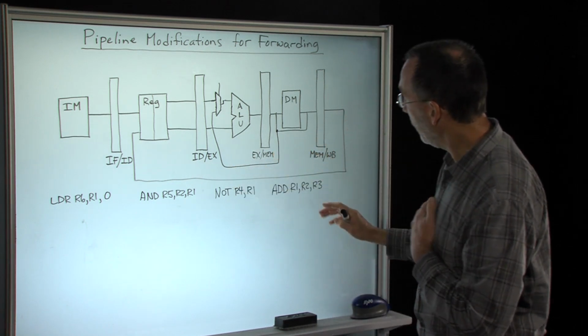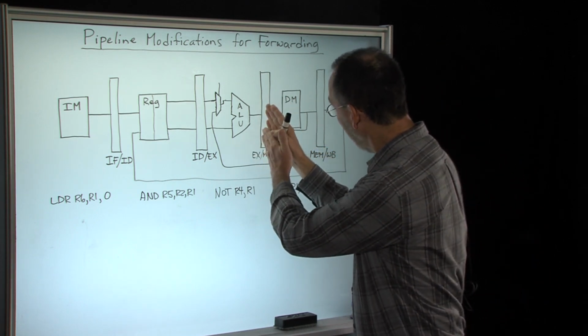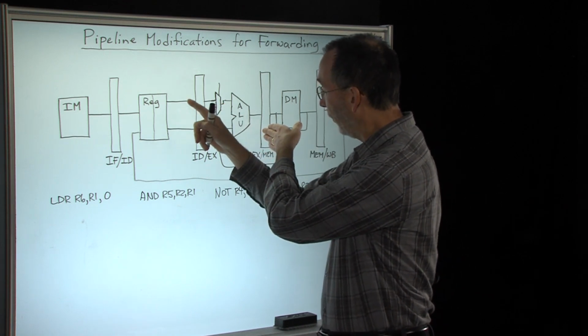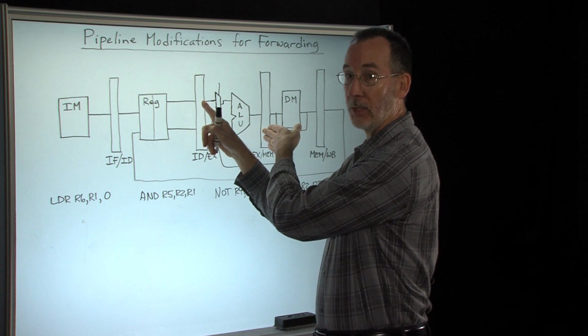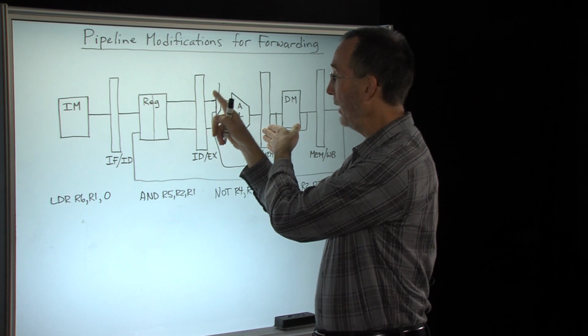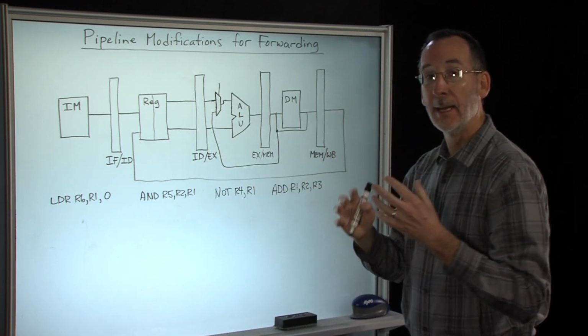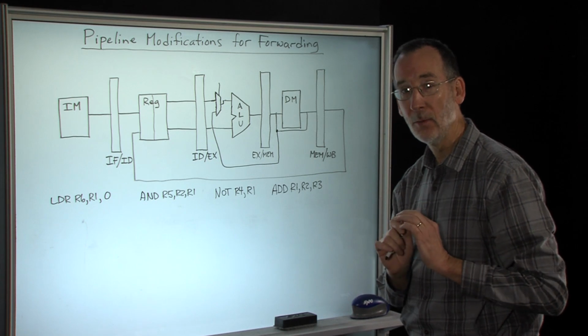And so now we have the capability of taking this value of R1, and at this tick of the clock, we're going to pass it back here and replace the value that just got loaded into this set of flip-flops. Okay, and so we use the select signal to pass this value to the ALU, and so now the NOT can be performed properly. It will get the correct value of R1.